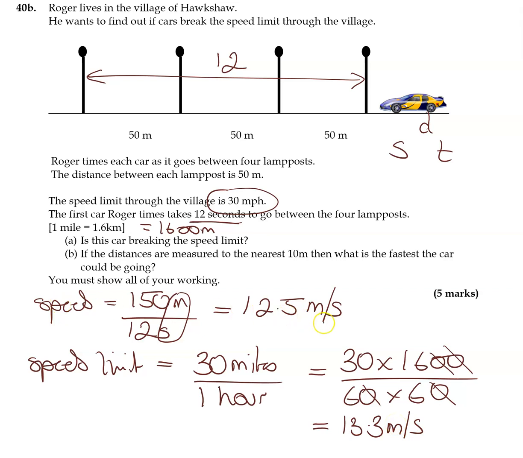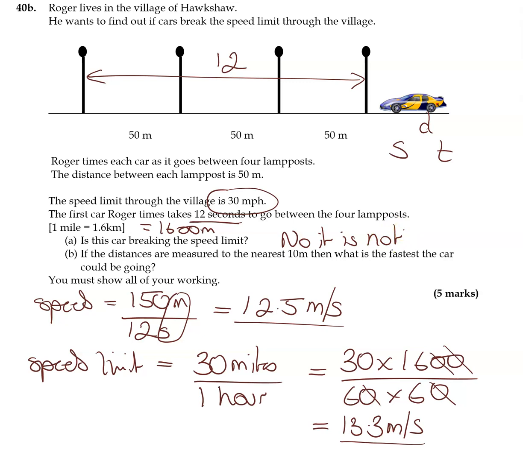So the car is travelling at 12.5 meters per second, and the limit is 13.3 meters per second. So is the car speeding? No, it is not. Okay, based on the figures we got, the car is not breaking the speed limit.